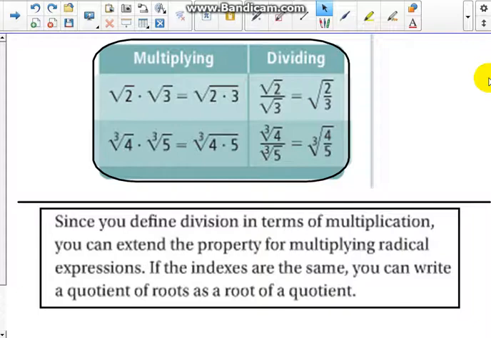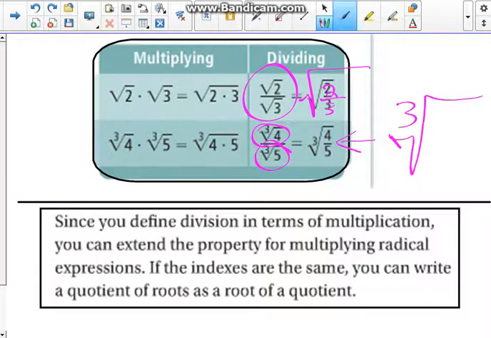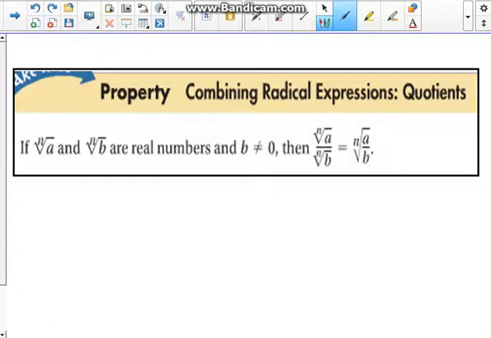So here we have the radical 2 over radical 3. We can rewrite that as 1 radical, or square root of 2 over 3. And here, likewise, we've got the cubed root of 4 over, or divided by, the cubed root of 5. And we can rewrite that as 1 cube root of 4 over 5. And that's all that is. So here's the property of combining. You may pause and write this if needed.